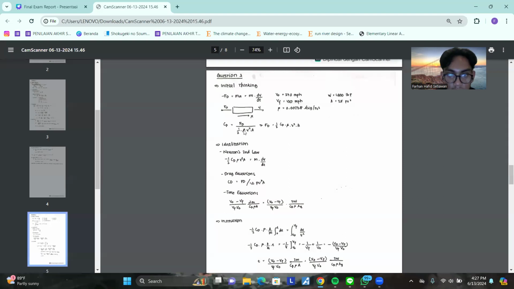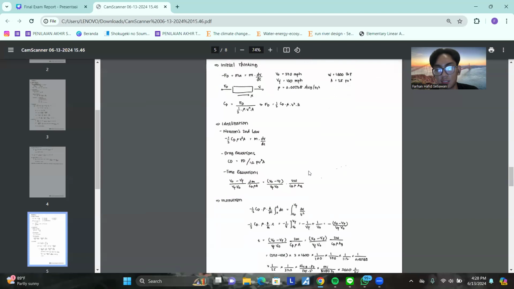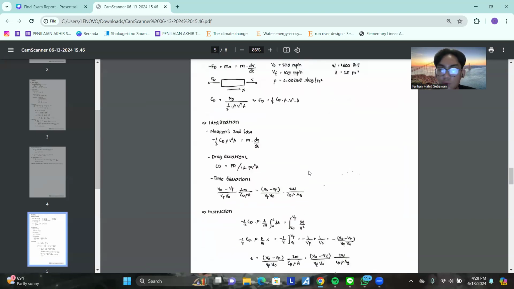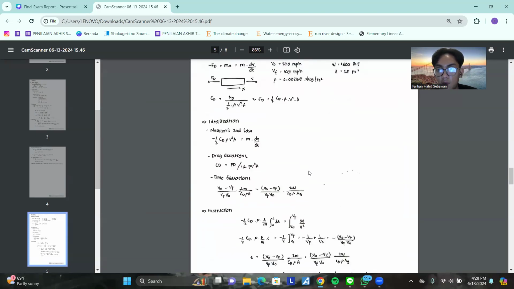Semenjak kita tahu bahwa CD itu sama dengan FD per setengah kali rho kali V kuadrat kali A, kita dapat juga FD itu sama dengan setengah dikali CD dikali rho dikali V kuadrat kali A. Ini adalah parameter. These are parameters that we know from these questions. So for the realizations, we must choose the right formula to solve these equations.